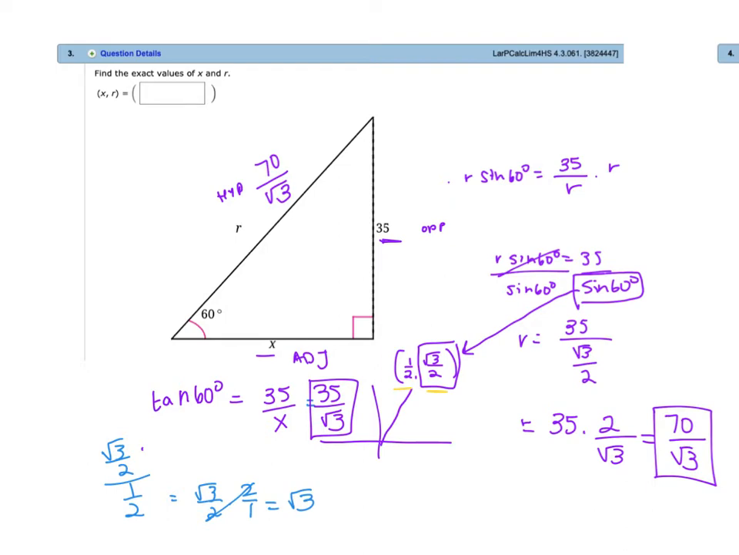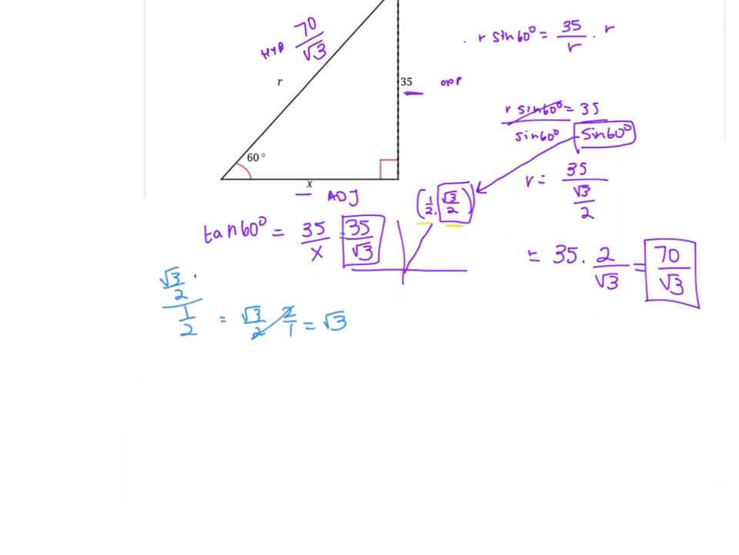Now, another way to do it is that there's a special property with 30, 60, 90 right triangles. Let me draw this a little nicer here. So 60 degrees, and then this is 30 degrees. There's a special property with this that maybe you remember from geometry. So this leg here is x, the shortest leg is x. To get to the hypotenuse, it's 2 times x, and this is x square root of 3.